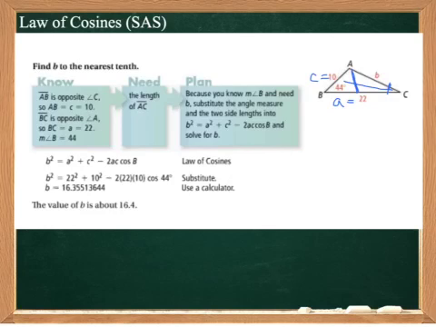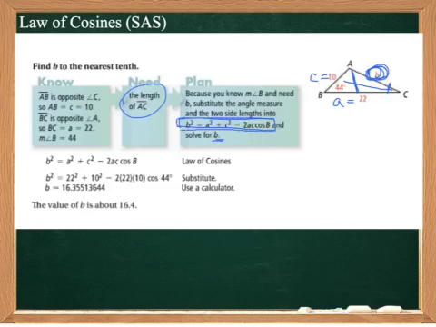Now the measure of angle B is 44 degrees. We need to know the length of AC, that's b. Because we know the measure of angle B, and we need side b, we're going to substitute the angle measure and the two side lengths into this formula and solve for b. So because we need b, we're going to substitute it into this formula.